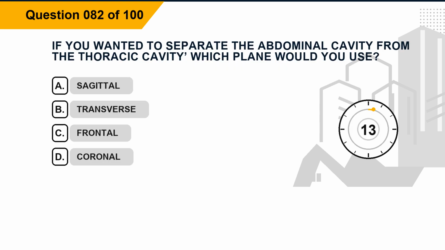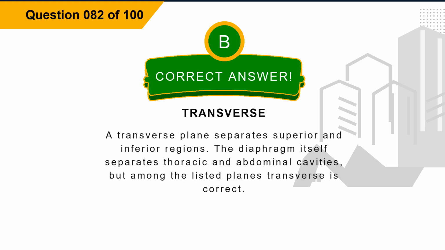Question 82. If you wanted to separate the abdominal cavity from the thoracic cavity, which plane would you use? Option A, sagittal. Option B, transverse. Option C, frontal. Option D, coronal. The correct answer is option B, transverse.